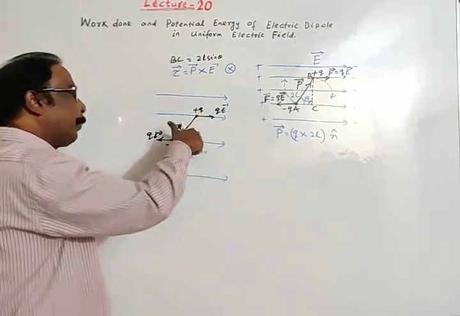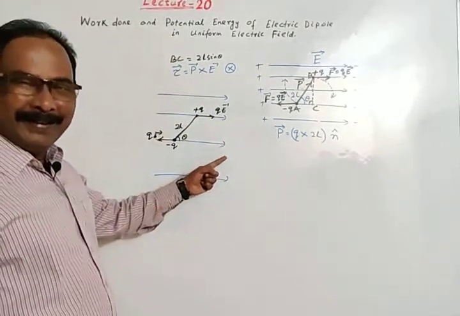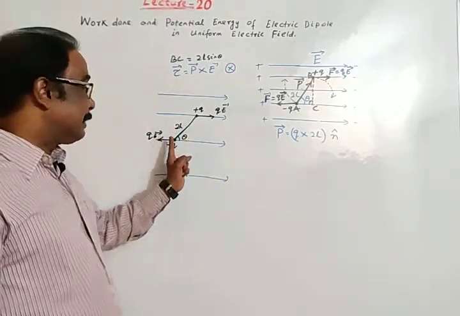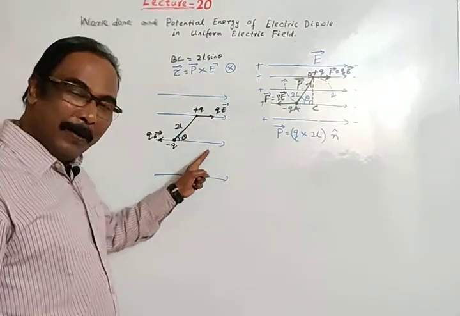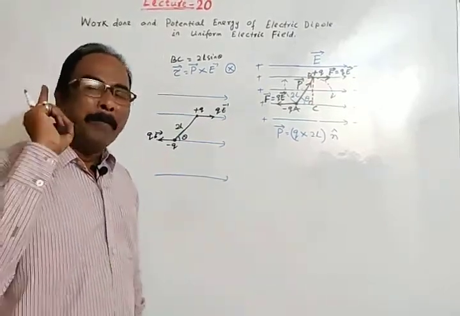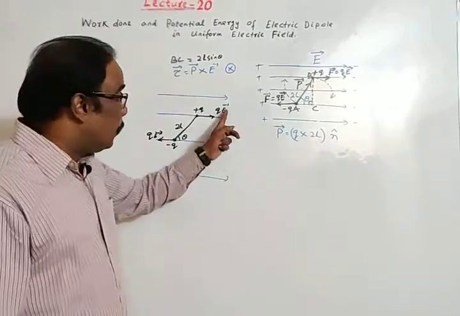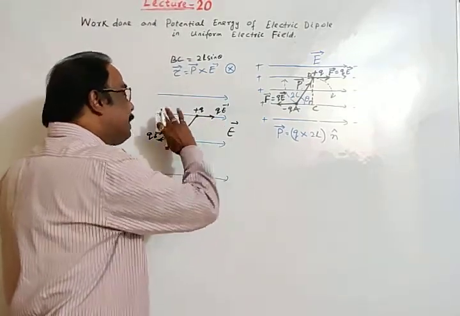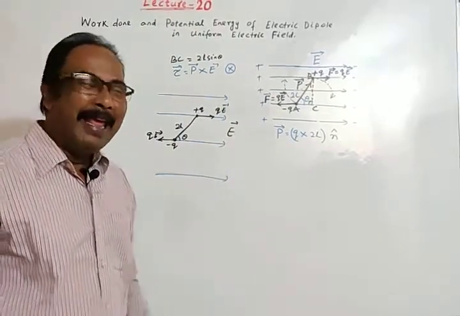Now the dipole will rotate automatically in clockwise order. So the torque experienced by the dipole, that is the couple, in clockwise order is experienced by the dipole by virtue of the presence of the electric field. The force experienced by the dipole is due to the electric field, and the torque experienced by the dipole is also due to the electric field.